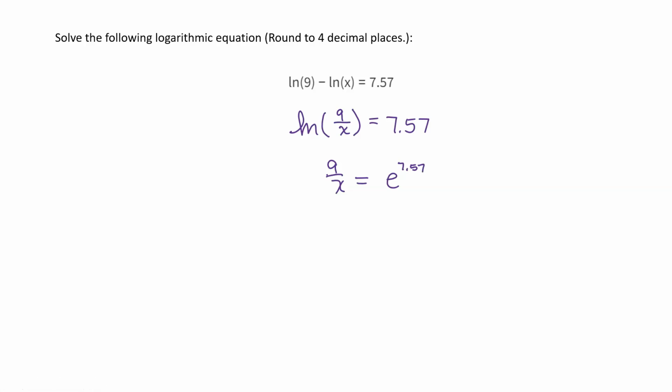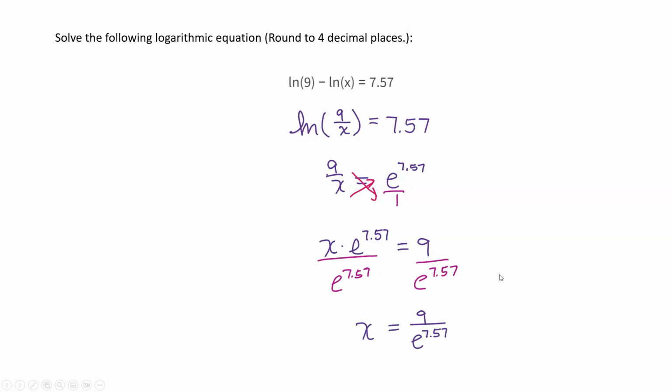Now, using your cross multiplication, this is kind of considered to be over 1. You would have x times e to the 7.57 power equaling 9. And then you would divide both sides by e to the 7.57 power. So 9 divided by e to the 7.57 power would be the exact value for this, and if you approximate that on a calculator, you would get about 0.0046. So that's the solution rounded to 4 decimal places.